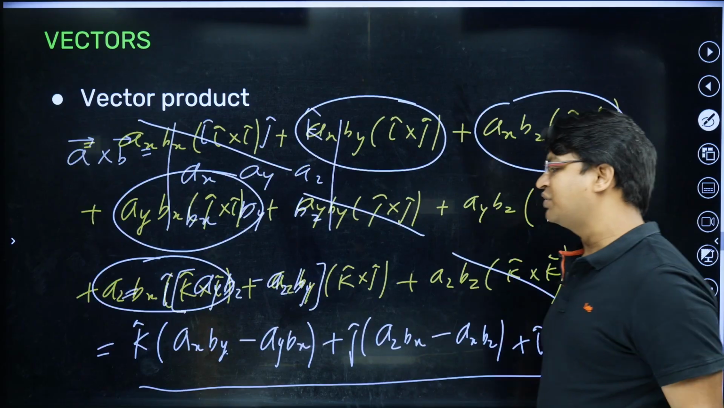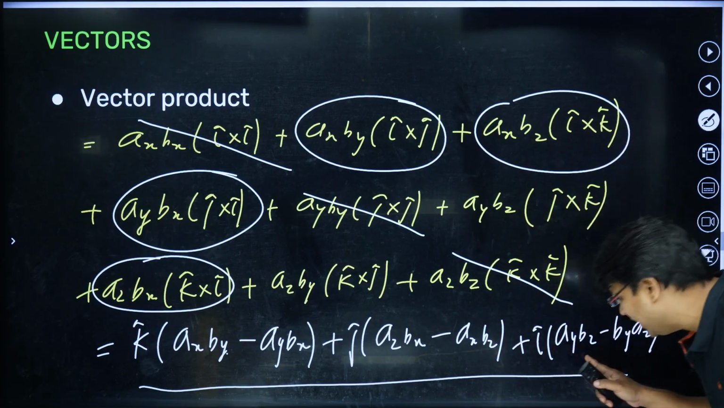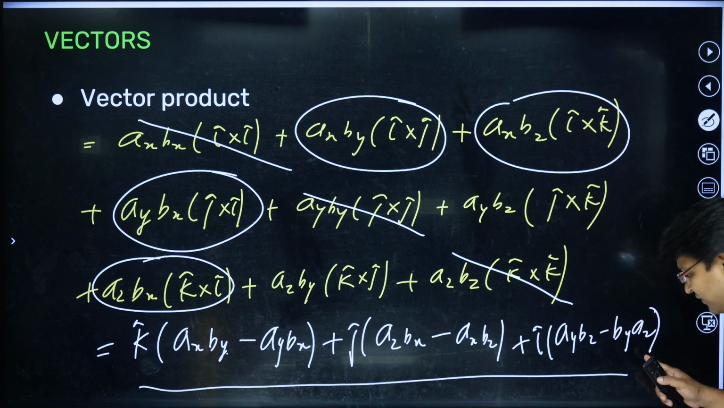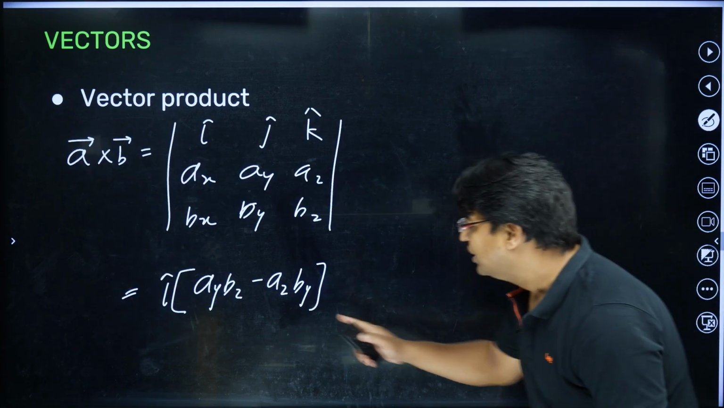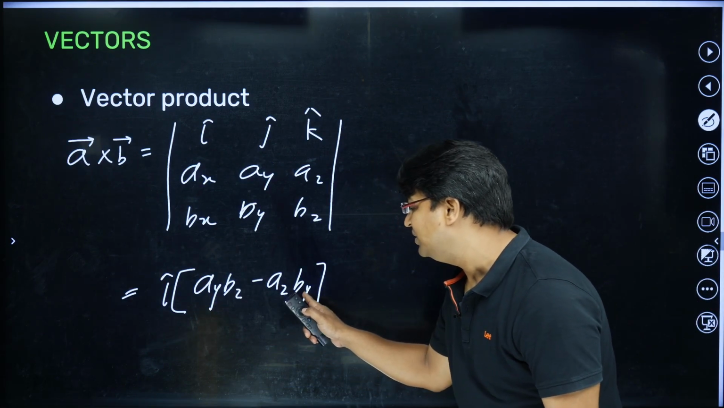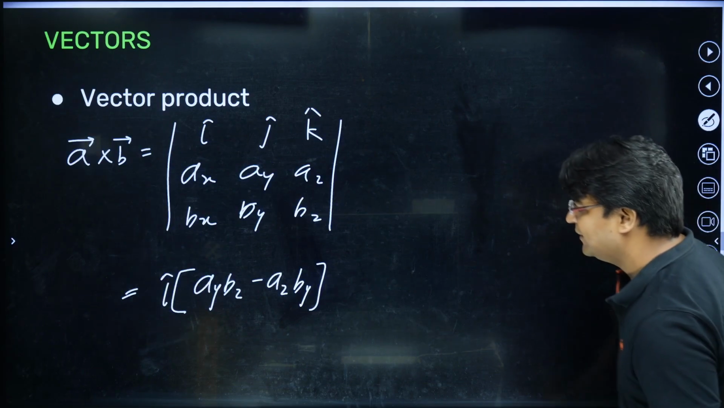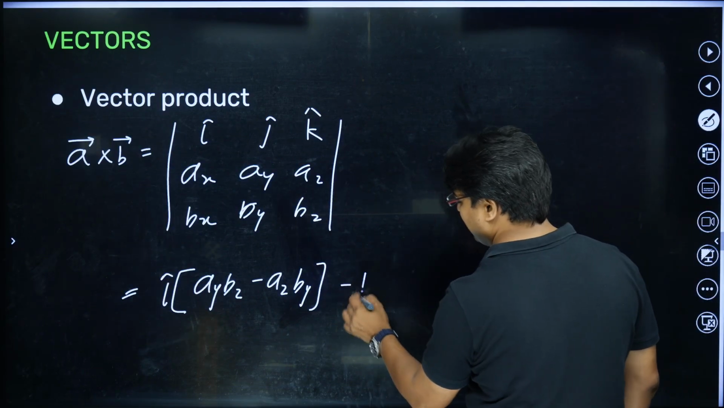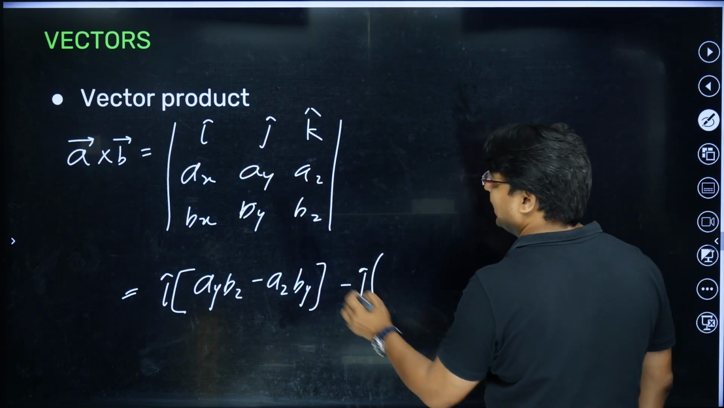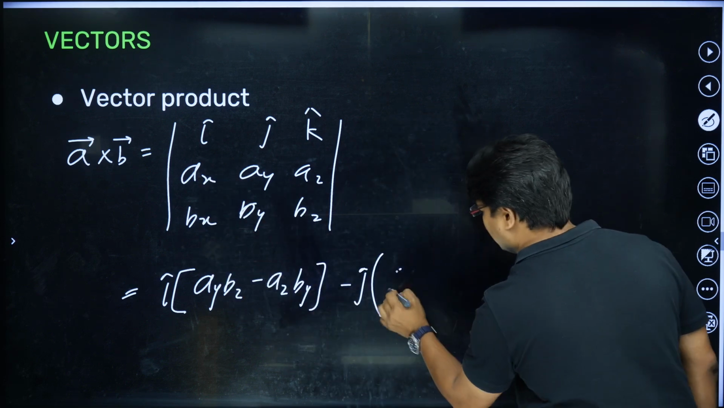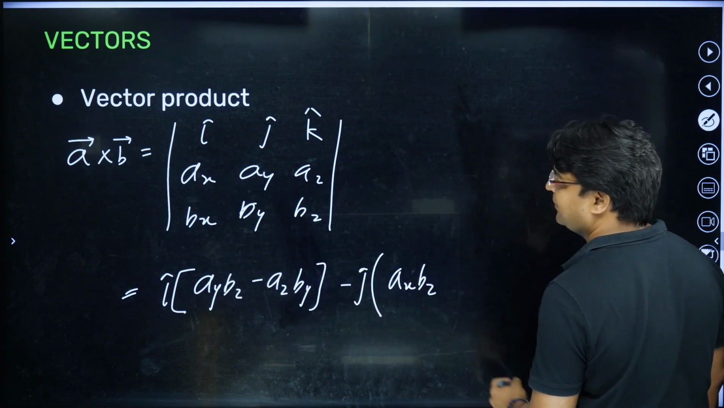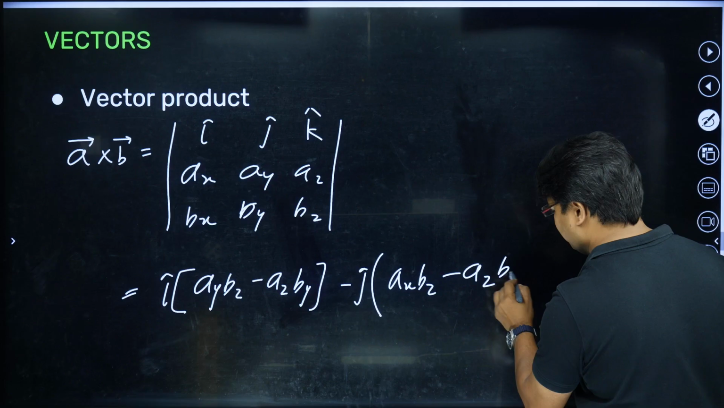Let me check the coefficient of I. The coefficient of I, AY BZ minus BY AZ. What are we getting? AY BZ minus BY AZ. Okay, this part we have got. Okay, then next we write minus J and then this minus this. So AX BZ minus AZ BX.